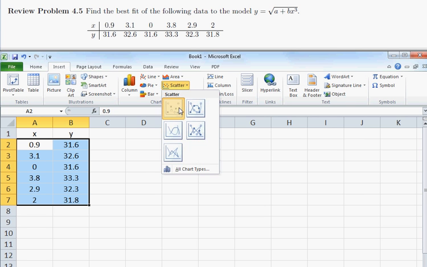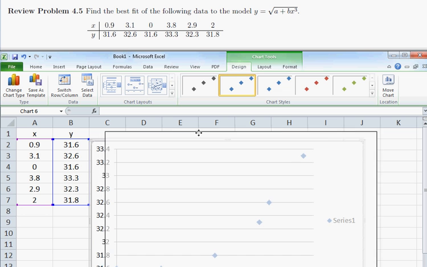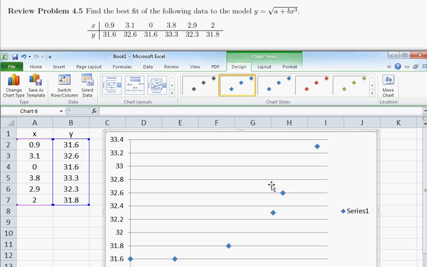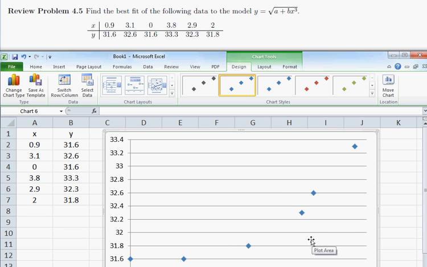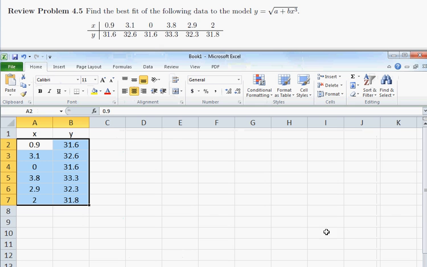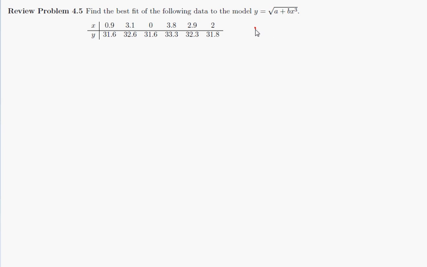So scatter, and we see that this is not a straight line. It's clearly got a curve to it, and so something ought to work besides simply the linear fit. Okay, so the hypothesized model is y equals square root of a plus bx cubed. To make this into something that is intrinsically linear, let's square both sides. Y squared is equal to a plus bx cubed.